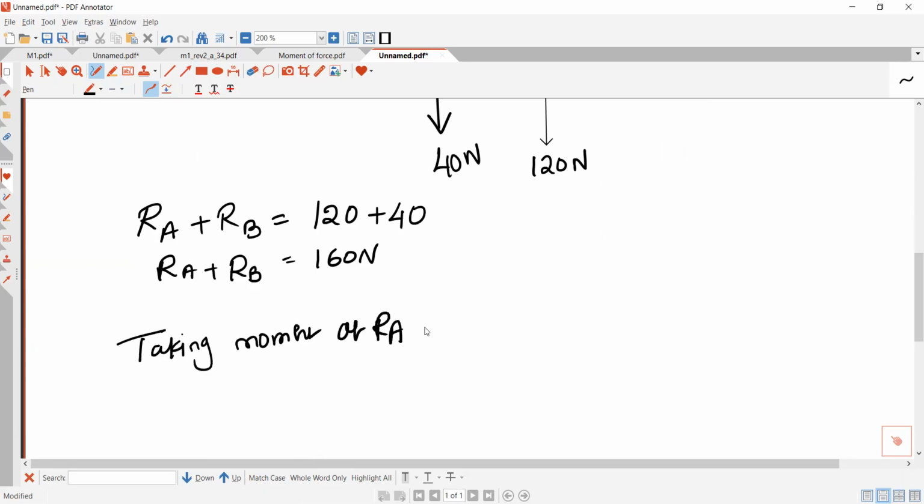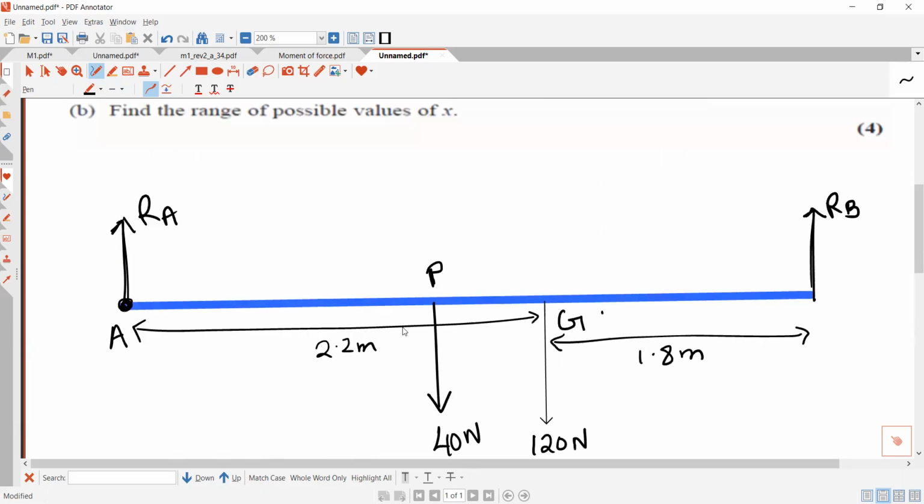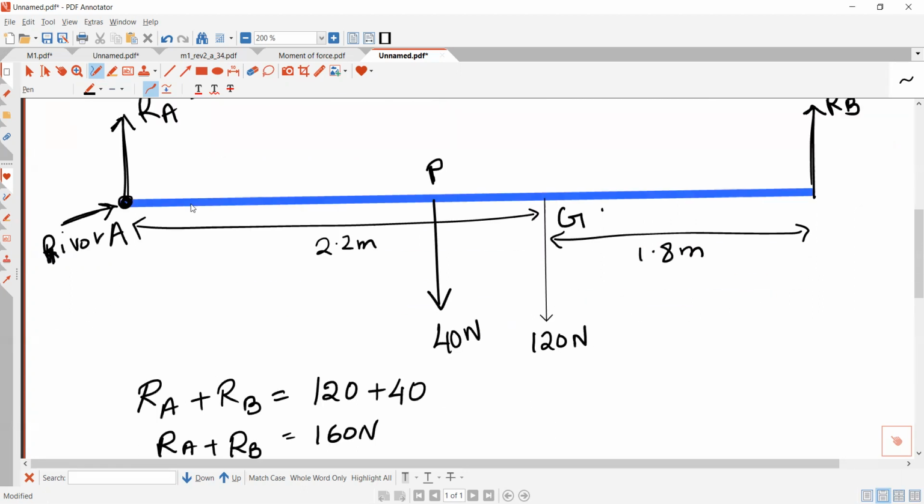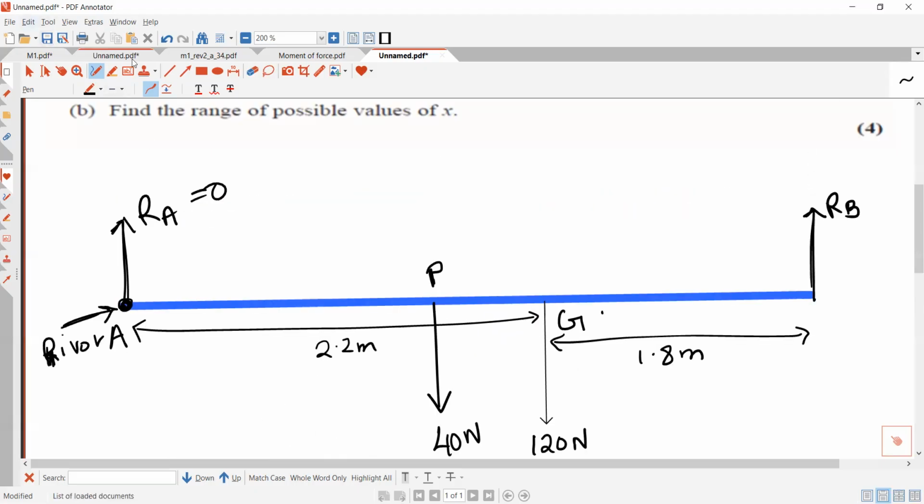Moment at A. I already mentioned in the previous class that wherever your pivot is, or wherever you're starting your moment from, if you have any force there, it automatically becomes 0. So I'm going to take RA to be 0. What is the moment formula? Force into distance. Distance from where? From the pivot. What's your force here? RA. What's your distance from the pivot? 0. So what is RA into 0? 0. That is the reason. Understood? Online people, everyone, understood?